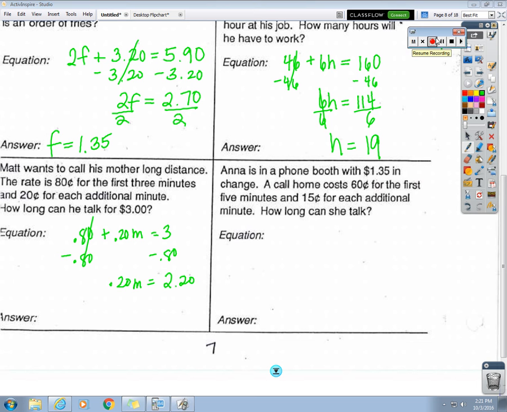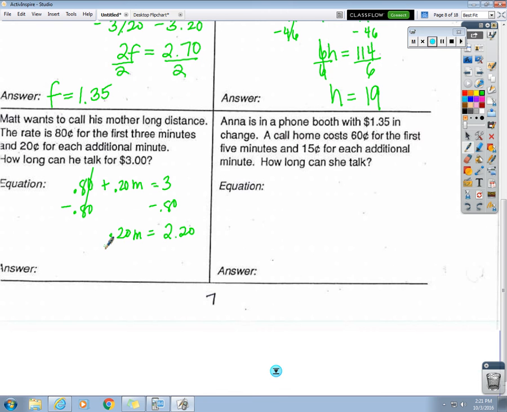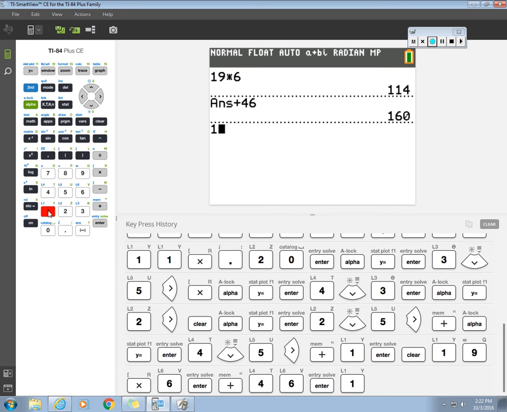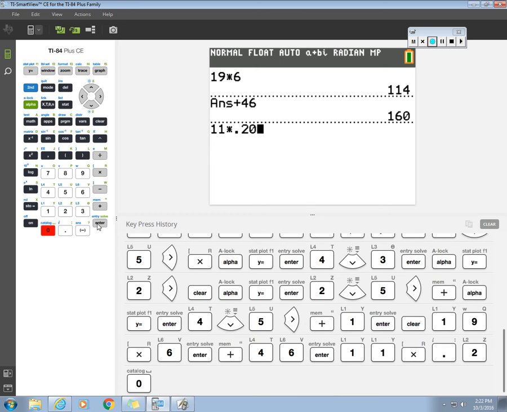Hold on one second. So what do I do next to solve for M? Divide by 0.20 on both sides. So M equals 11. Does that mean that Matt can talk to his mom for 11 minutes? No, because think about it. If you go back and do the math, 11 minutes. How much was each minute? 20 cents. Well, that would only cost you $2.20. And he had how much money?